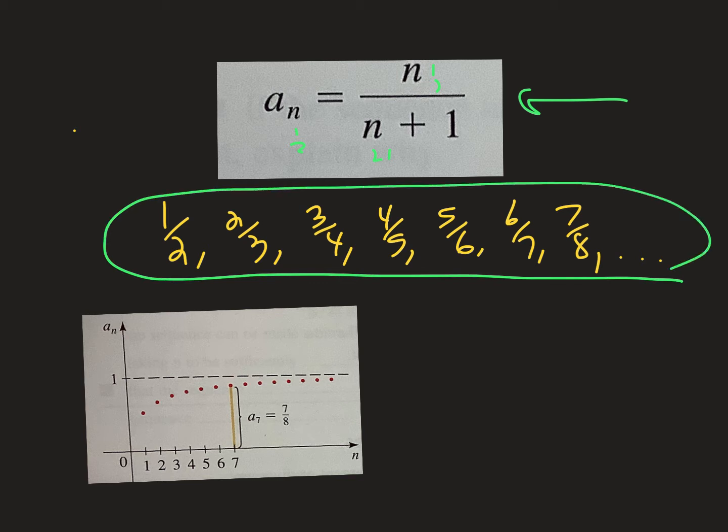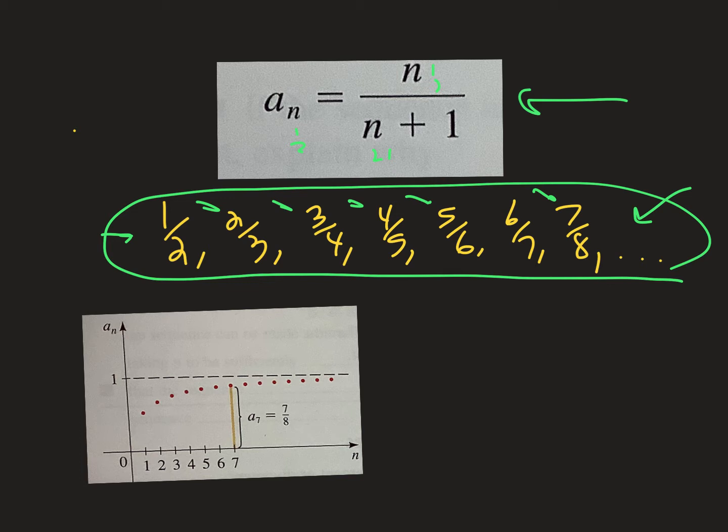The first term is 1/2, the second term is 2/3, 3/4, 4/5, 5/6. Basically the numerator is one less than the denominator. So what's happening there? Well, obviously, those are getting closer and closer to 1. I mean, 1/2 is 0.5, then 0.67, 0.75, 0.8, 0.83, 0.875. It's getting closer and closer to being 1. It will never get there because the numerator is always 1 less, but it gets arbitrarily close.